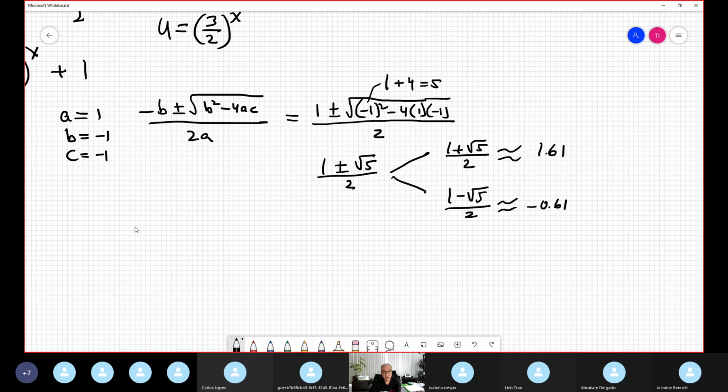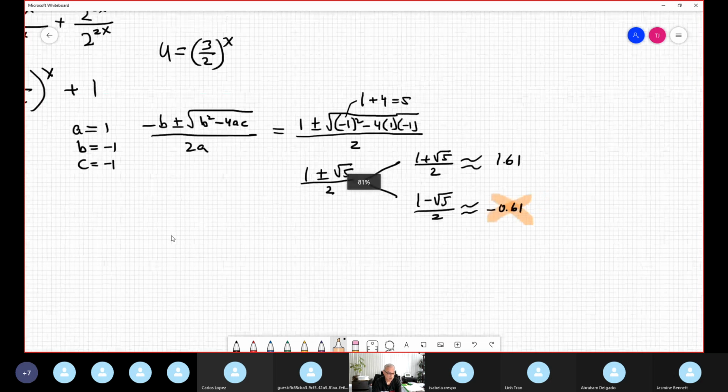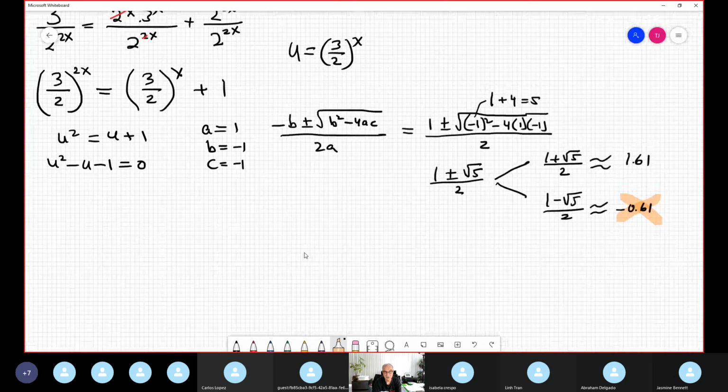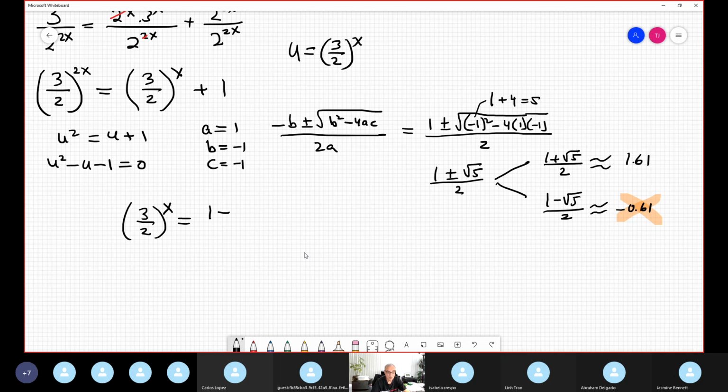Definitely, I discard this solution because I know that an exponential is never equal to a negative number. So I take the positive solution. This is to check, you know, it's obviously negative because radical 5 is bigger than 1, no? My final answer then is 3/2 raised to the x power is equal to 1 plus radical 5 over 2. Now ready to apply logarithm.